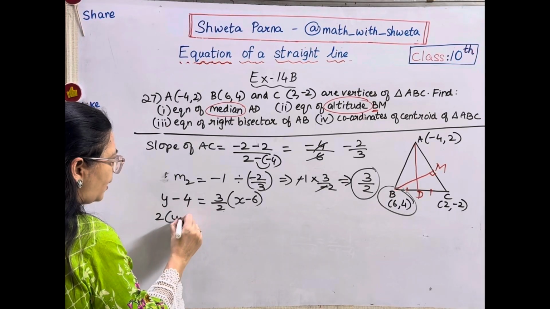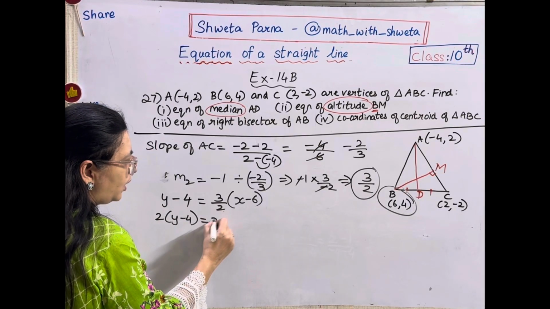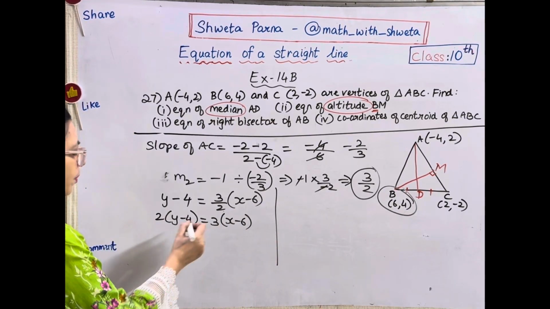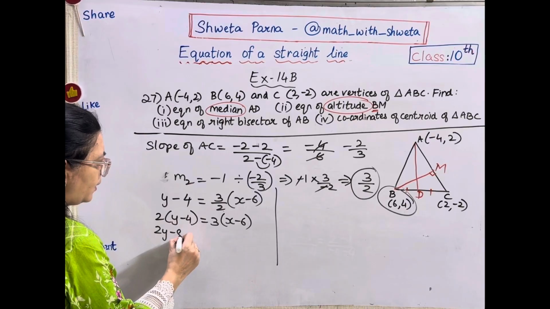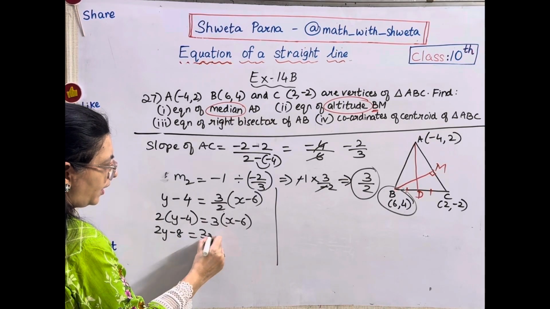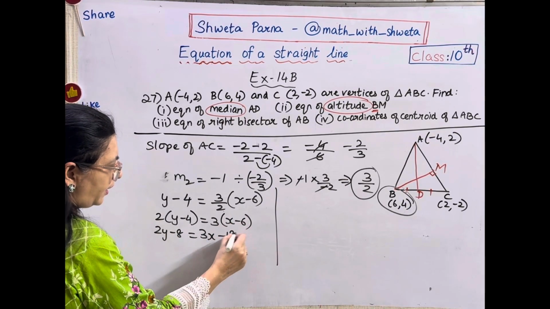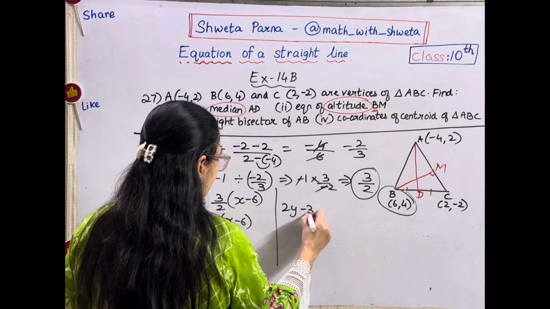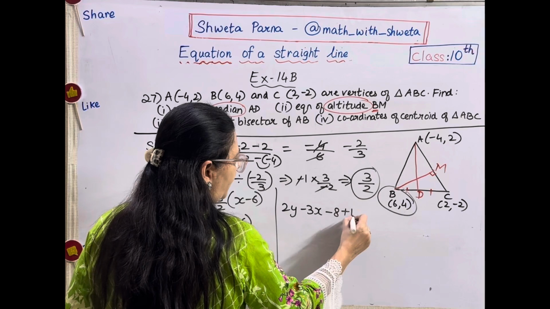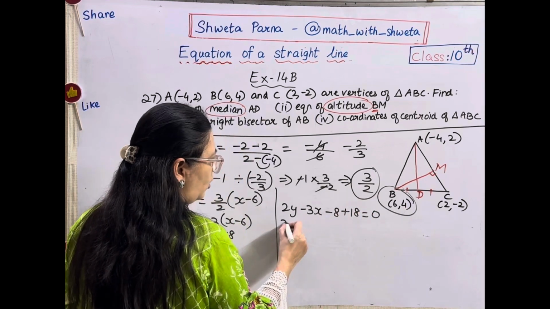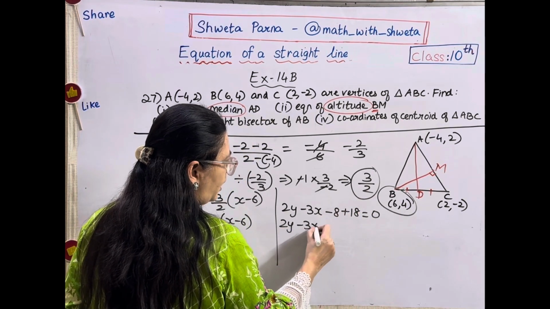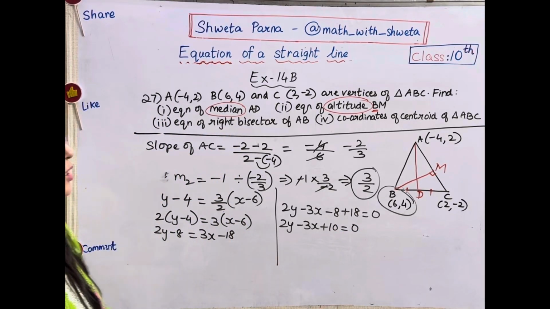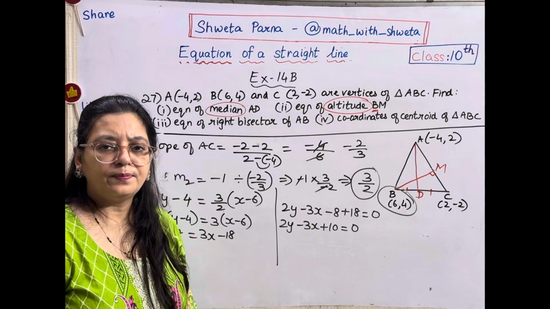2 into y minus 4 is equal to 3 into x minus 6. Open the bracket. 2y minus 8 is equal to 3x minus 18. Now everything to one side. 2y minus 3x minus 8 plus 18 is equal to 0. So 2y minus 3x plus 10 is equal to 0. This becomes the equation of altitude BM.